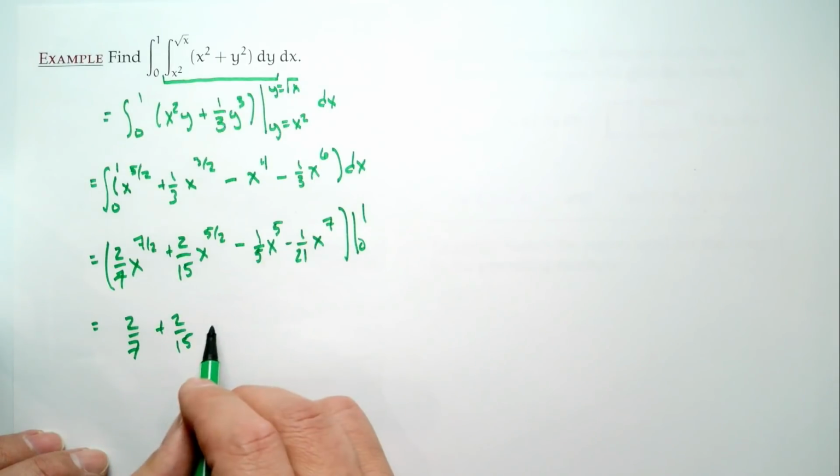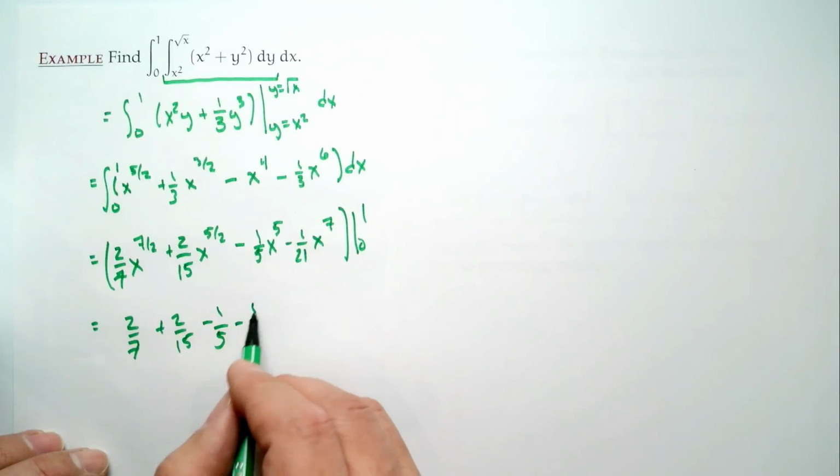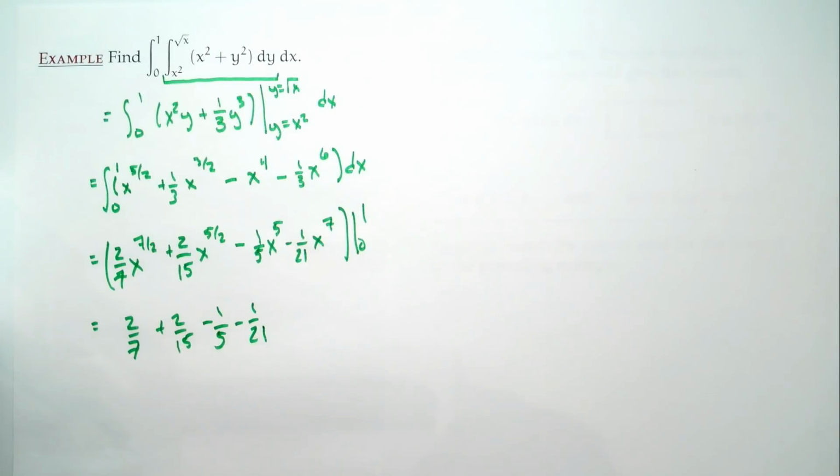See, 0 to 1, our favorite numbers to evaluate. Because when you plug in 1 to any power, it's 1. And 0 to any power is 0. All right, so 2/7 plus 2/15 minus 1/5 minus 1/21.